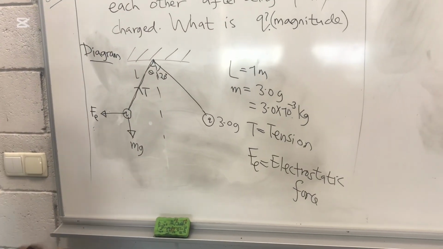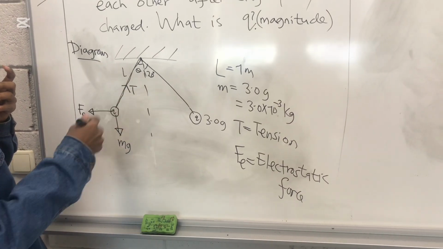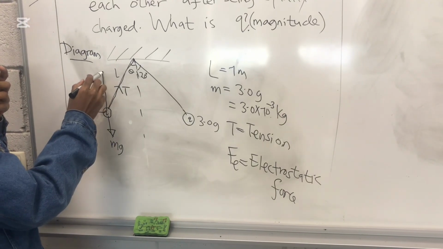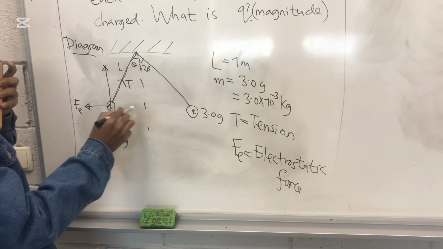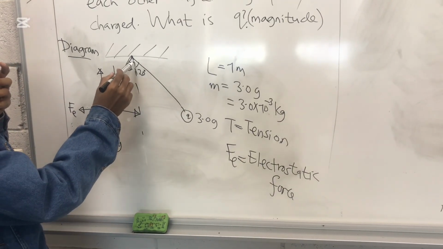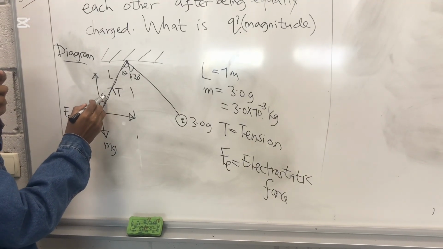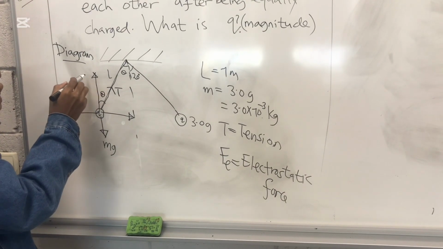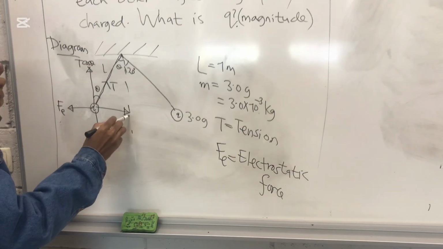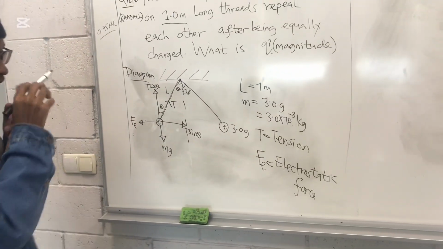First of all, we can resolve the tension force into its vertical and horizontal components. It will have this vertical component of tension as well as this horizontal component of tension. This is angle theta, which is 20. This angle is the same as this angle, so this angle will also be angle theta. For this component, it will be T cosine of angle theta, and this one will be T sine of angle theta.